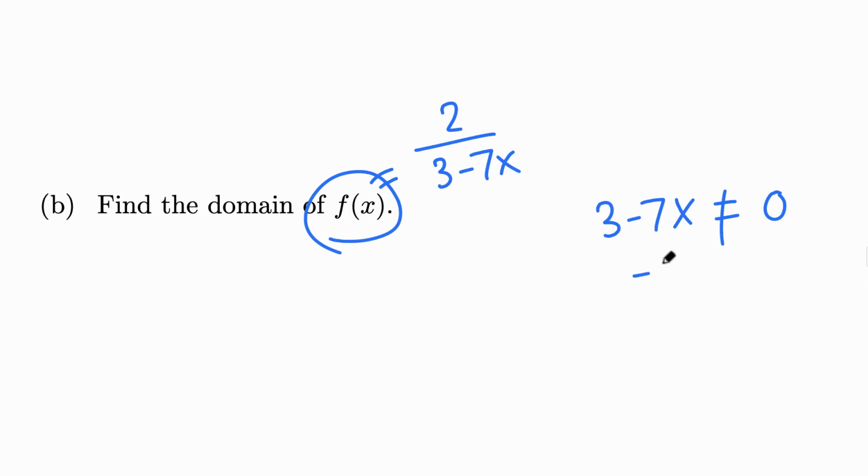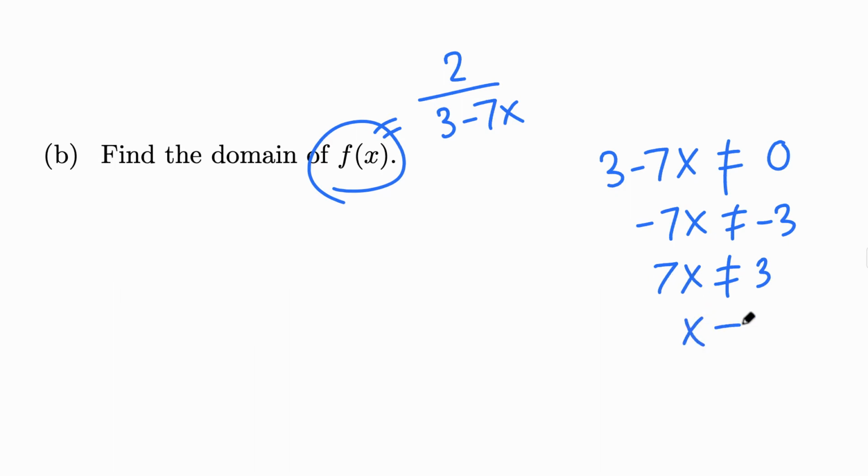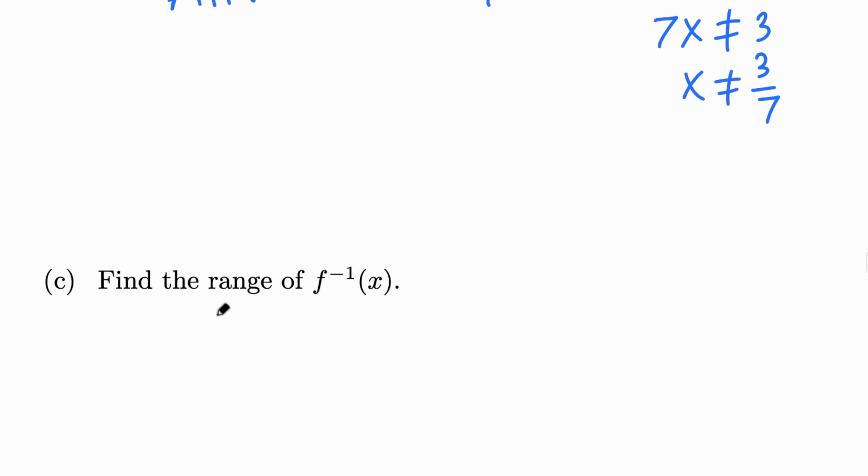Subtract 3 from both sides. So negative 7x cannot be equal to negative 3. Negatives cancel. Divide by 7, so x cannot be equal to 3 over 7. So the domain is all reals except 3/7. Now we need to find the range of f inverse.